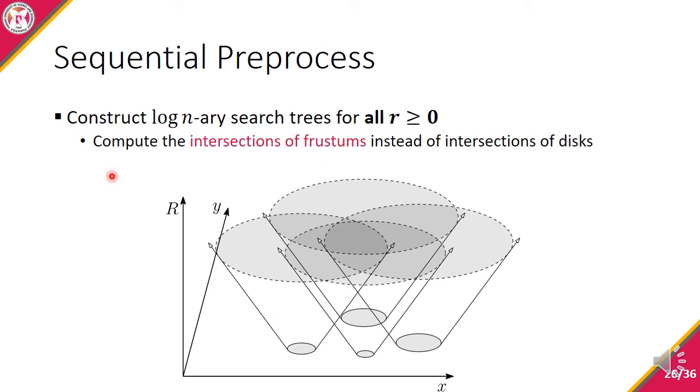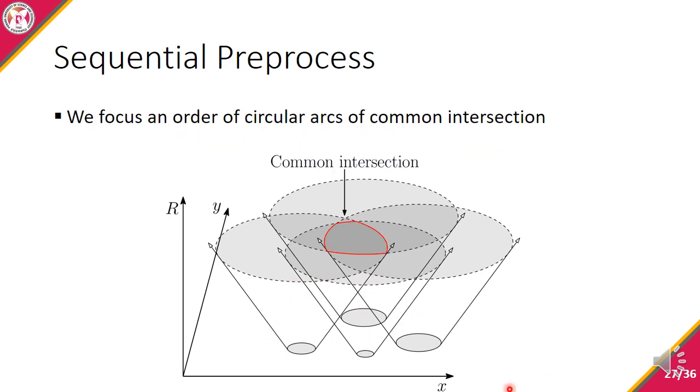As mentioned above, we can obtain log n array search trees for all R values by storing the intersection of first terms instead of disks. For example, this figure is an intersection of 4 first terms. In the intersection of first terms, we focus on the order of arcs of the common intersection. In the figure, the common intersection consists of 4 red circular arcs.